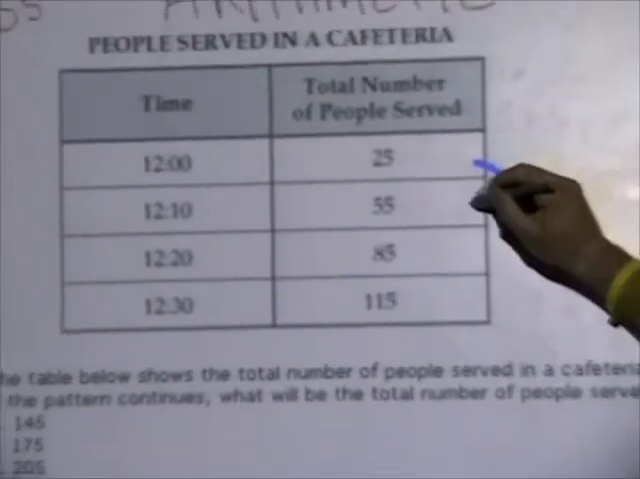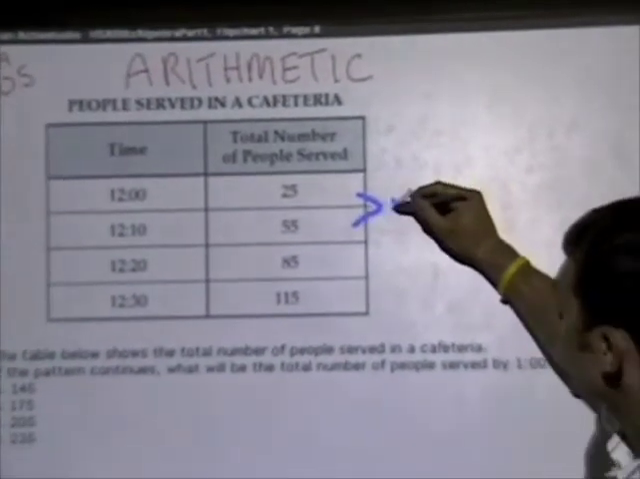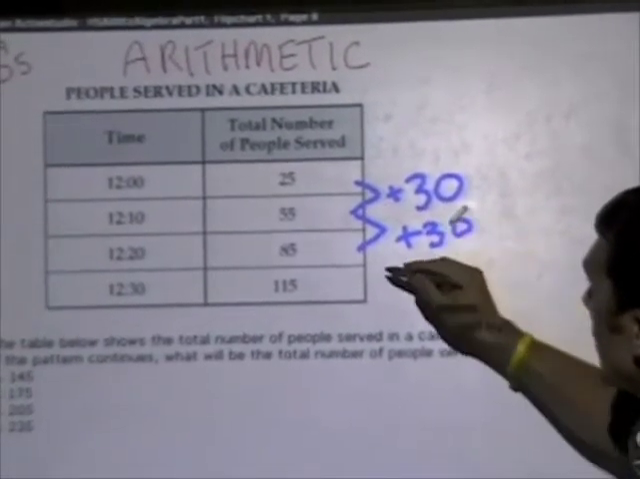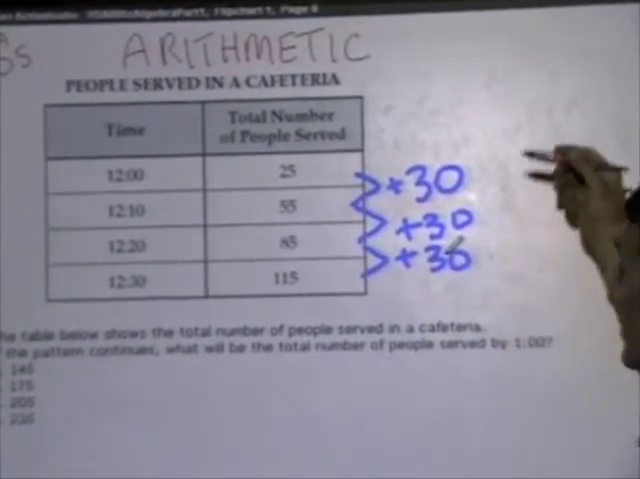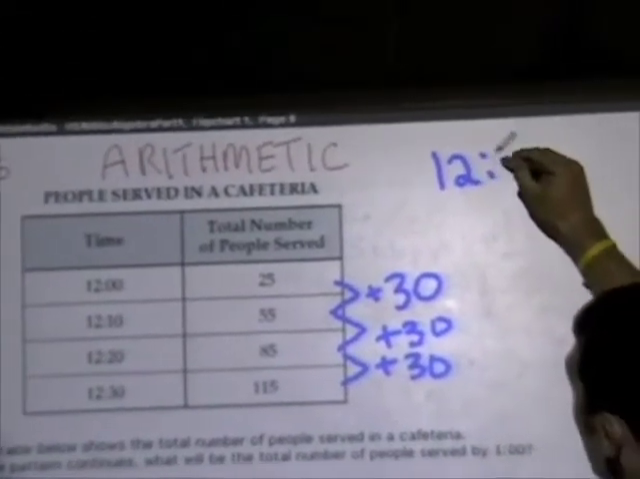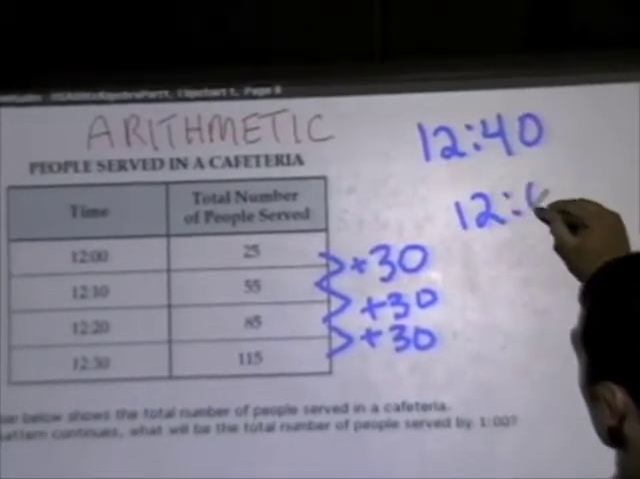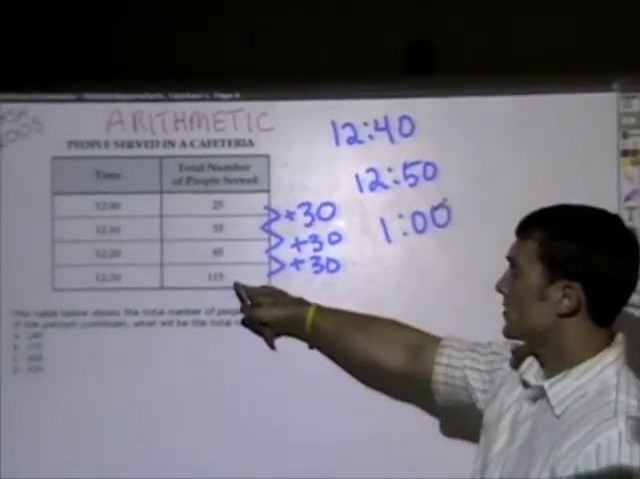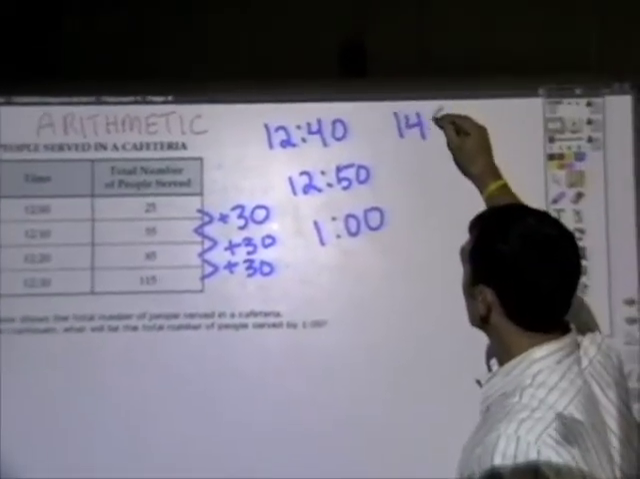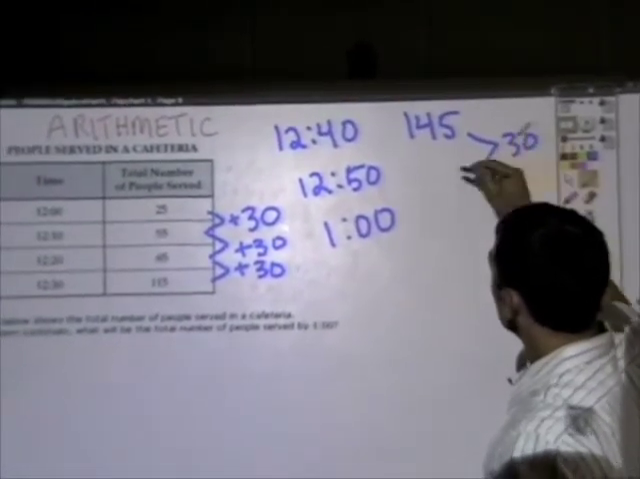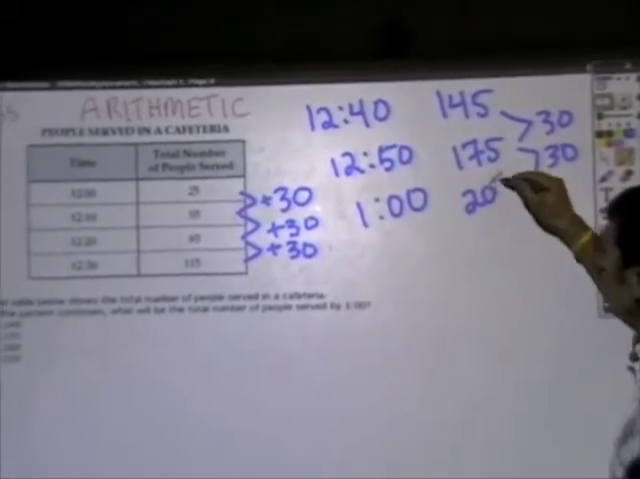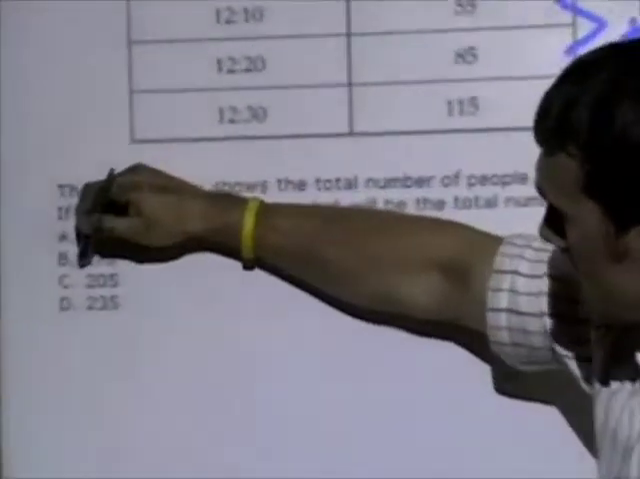So I notice from here, from 25 to 55, I have plus 30. From 55 to 85, plus 30 as well. And again, plus 30. So, at 12:40, 12:50, and 1 o'clock, I need to find my total number of people. So 115 plus 30 is 145. Plus another 30 is 175. And another 30 is 205. So we would circle C. 205.